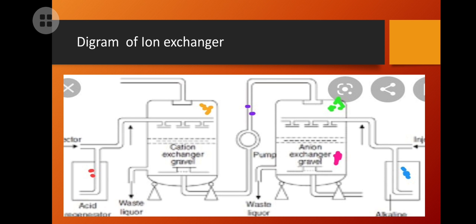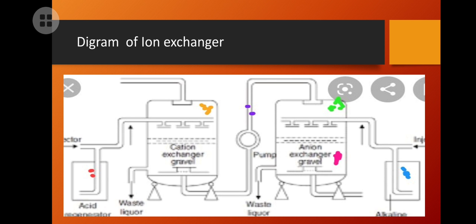So first, as you can see from the top, the hard water is passed. The hard water contains calcium and magnesium, and it is made to pass through the cation exchanger. The cation exchanger is nothing but RH. So here a reaction takes place between RH and calcium and magnesium, and as a result, by continuous passing, the cation exchanger releases H ions, and R2 calcium and R2 magnesium are formed.